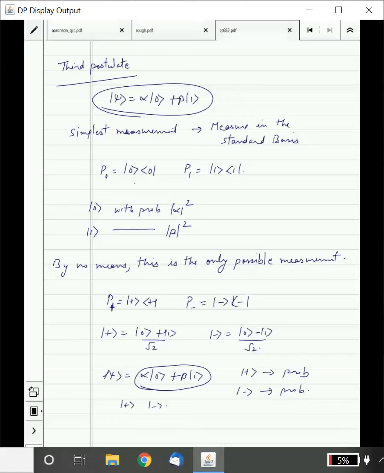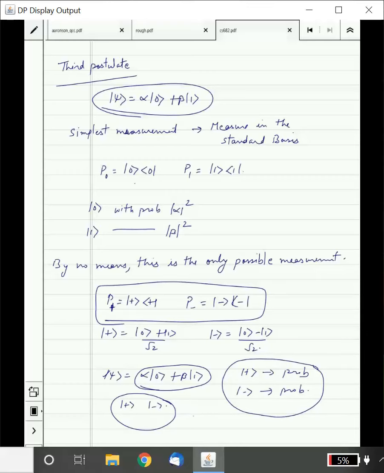It's not hard. I would request you to pause the video and do this exercise. See if you can figure out what will be the proper probabilities in terms of alpha and beta when you measure in this basis or with these projectors. That's the equivalent thing. We also saw that projector measurements are not the only measurements. There are generalized measurements, but most of the time we'll be dealing only with projector measurements.